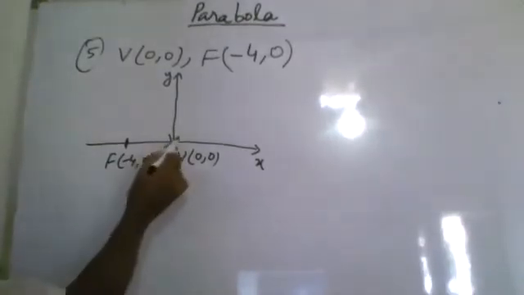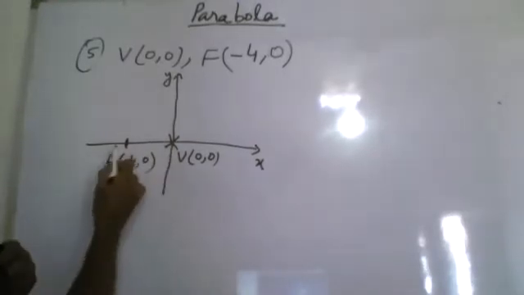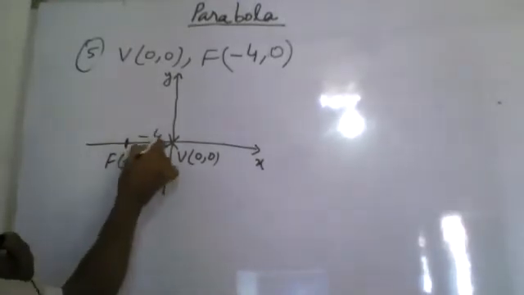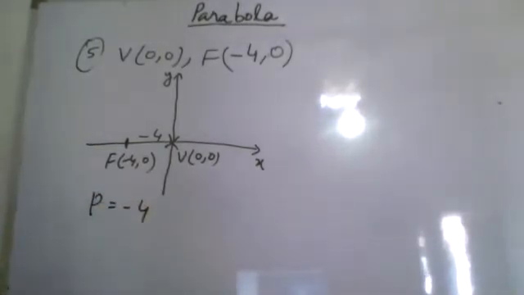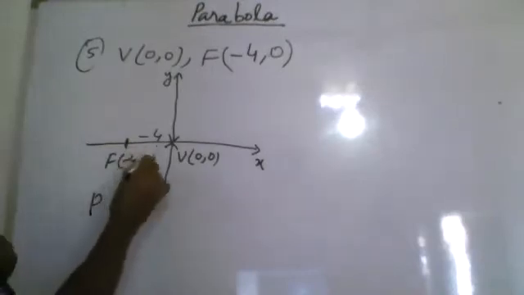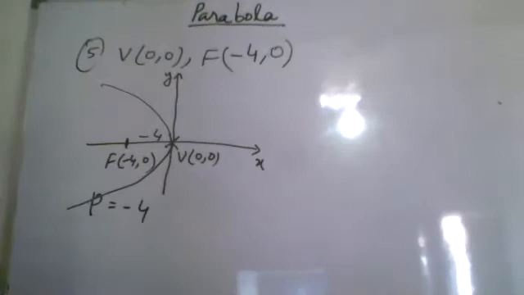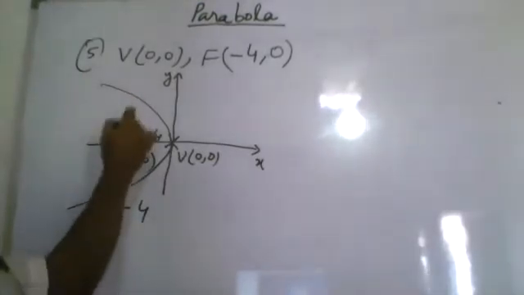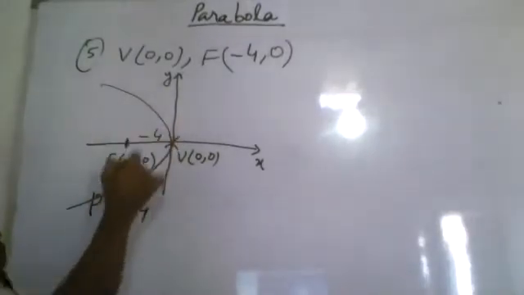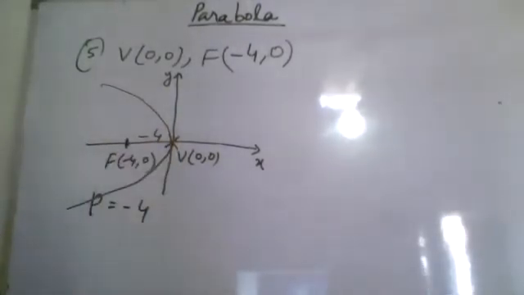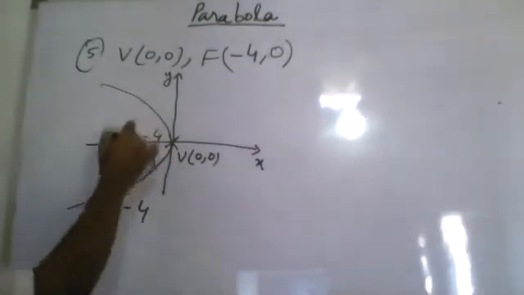So P will be the distance from vertex to the focus, that is minus 4. So P is equal to minus 4. And the equation will be in this way. This is on the y-axis, y may be positive or negative, but x will always be negative, only one value. Here is y positive, here is y negative.